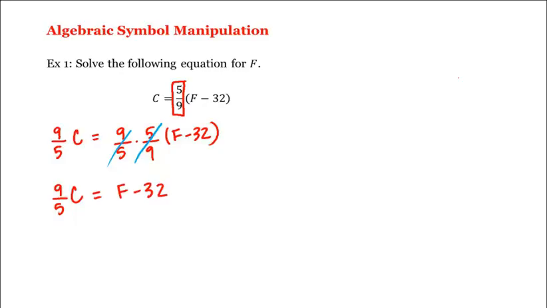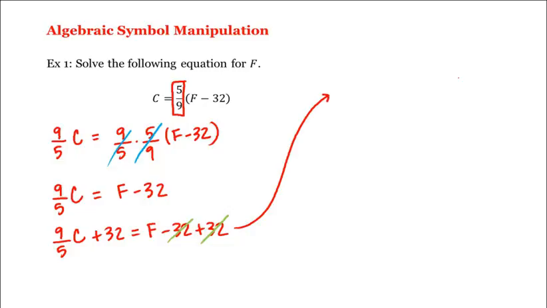And now we'll add 32 to both sides of the equation, which gives us 9/5 times c plus 32 is equal to f minus 32 plus 32. And negative 32 plus 32 will cancel. They add together to give us 0, which leaves us with f is equal to 9/5 times c plus 32, which would be our answer.